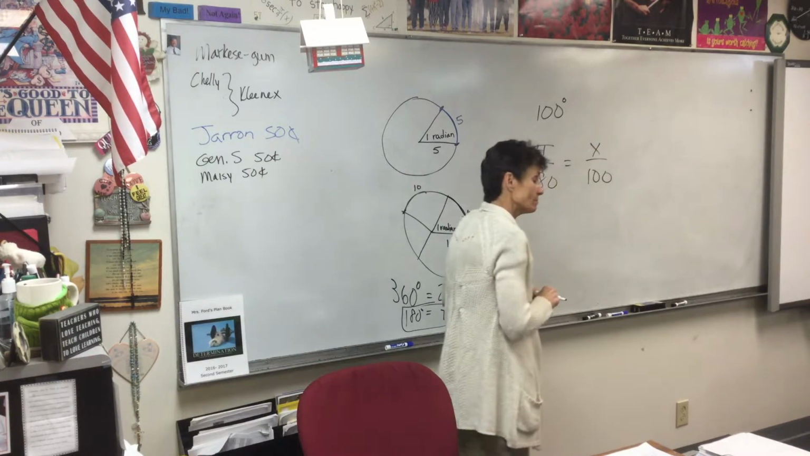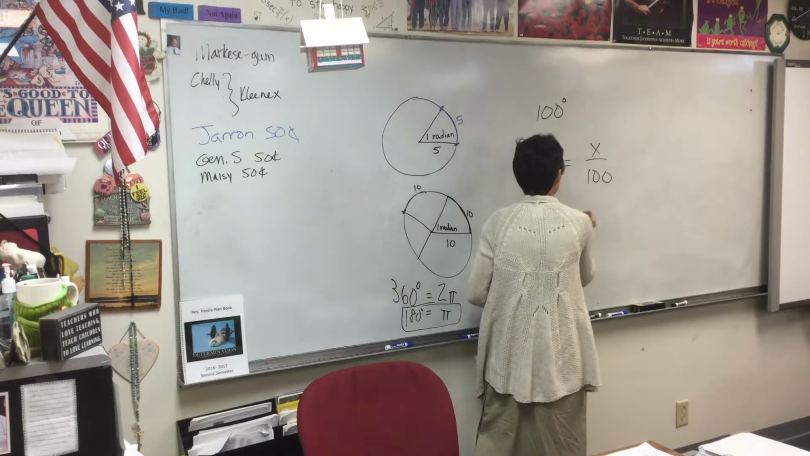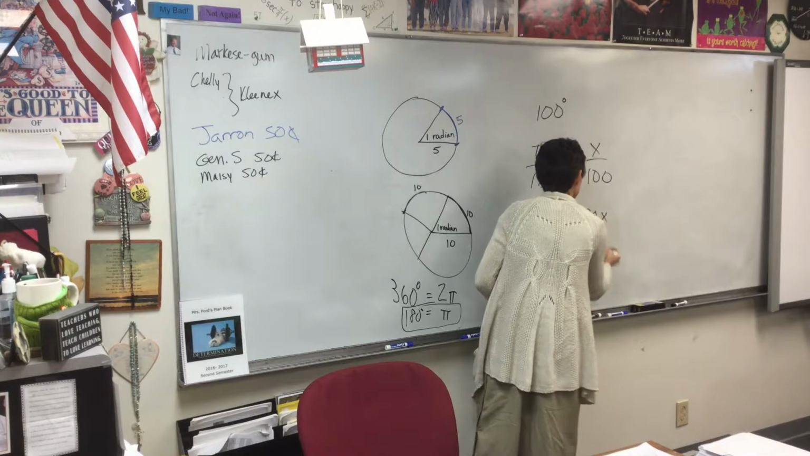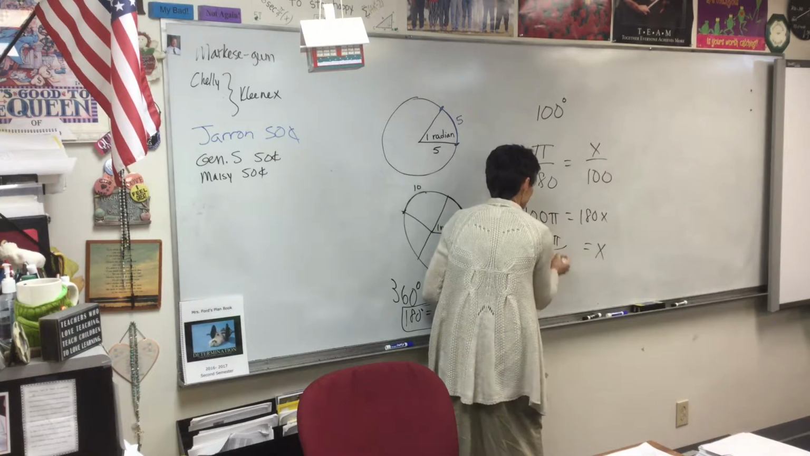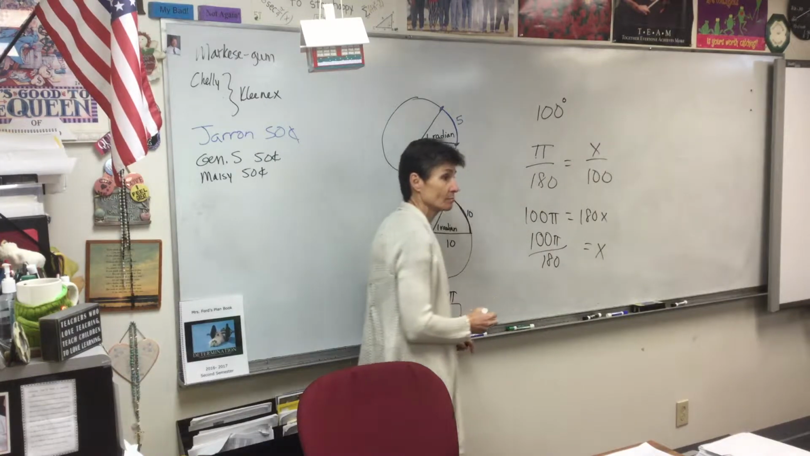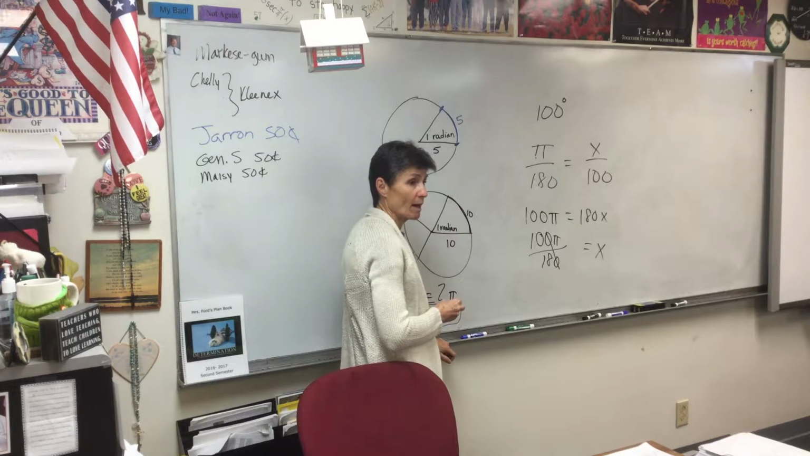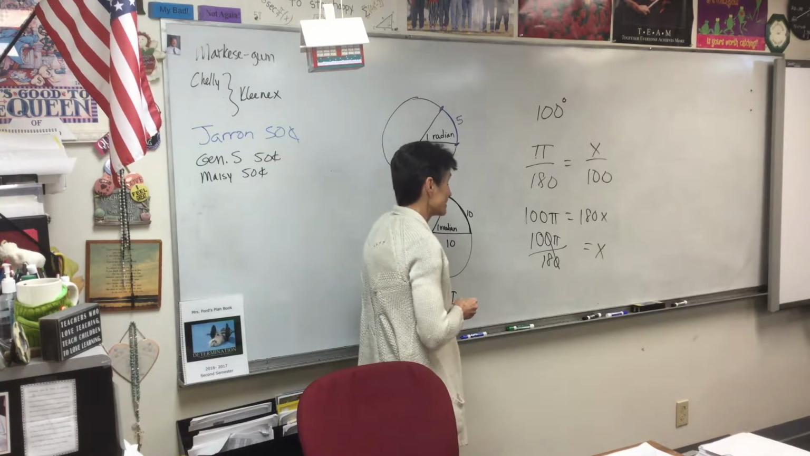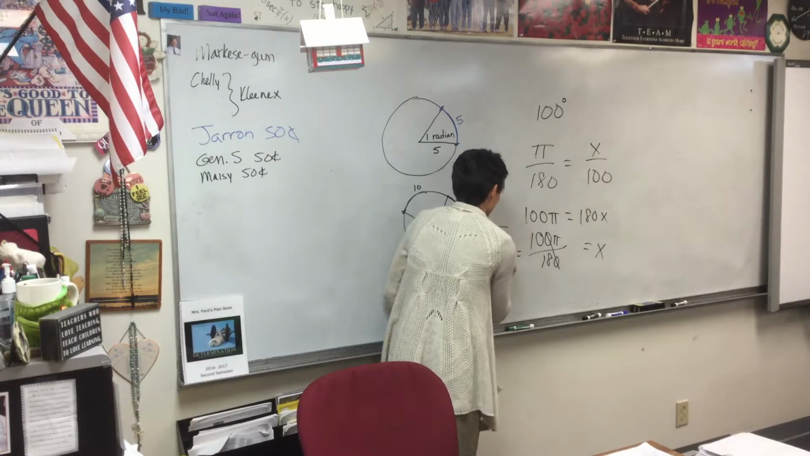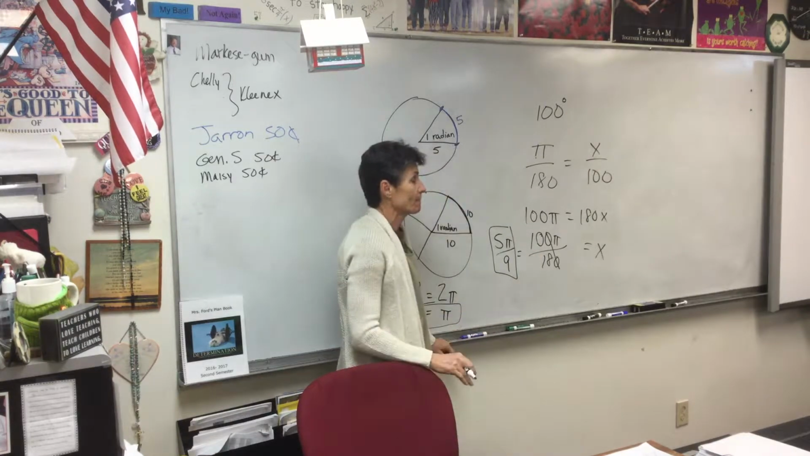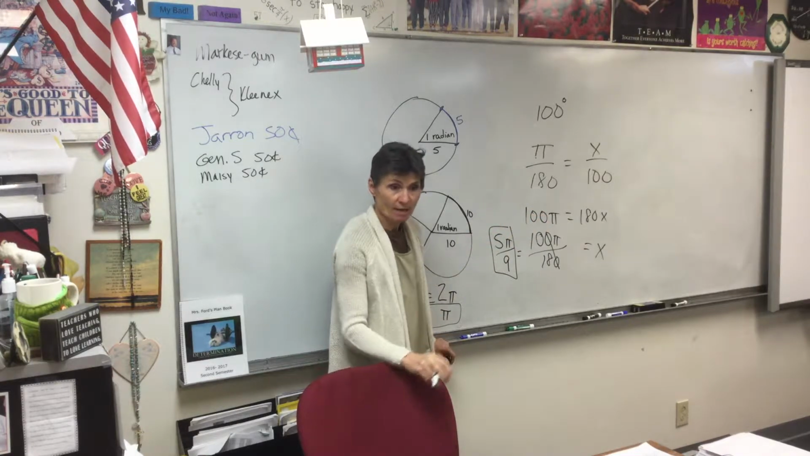Well, what do I do? Cross multiply. So 100 pi equals 180x, and x equals 100 pi divided by 180, which of course I will reduce, so those zeros go out right away. And then I have 10 over 18, so the answer is 5 pi over 9. So 100 degrees is 5 pi over 9 radians.